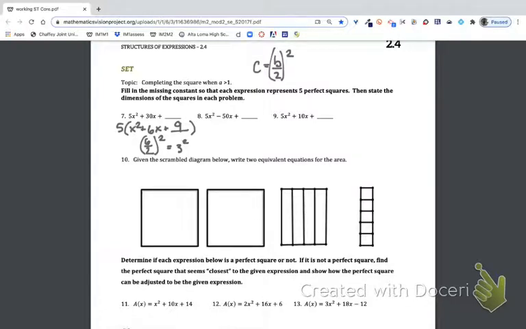So now because of that, we have this 5 on the outside. We need to figure out what this value is. Well, 5 times 9 is 45.